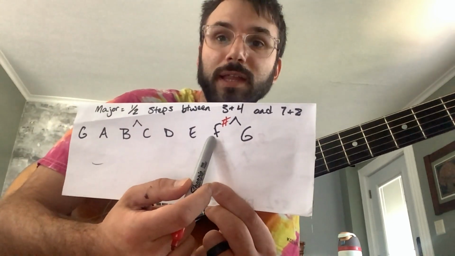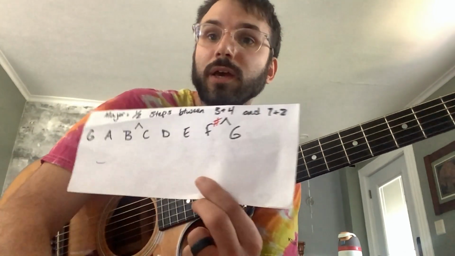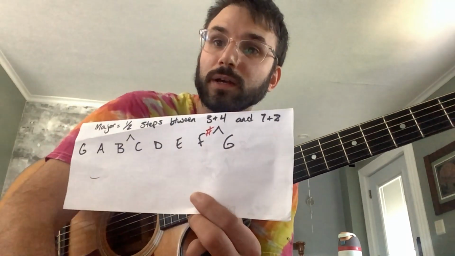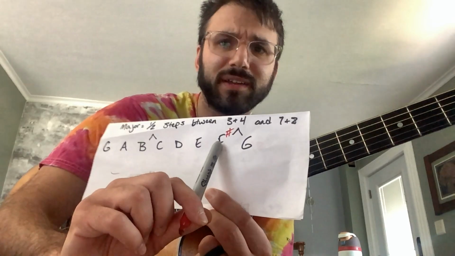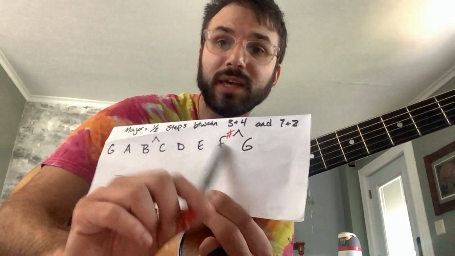Now let's check the very last one, from F sharp to G. Well, if you've been following along, I'm hoping that you say, that's a very little space, F sharp to G. That looks just like this. F sharp, G. That's a half step. So what we have here works.